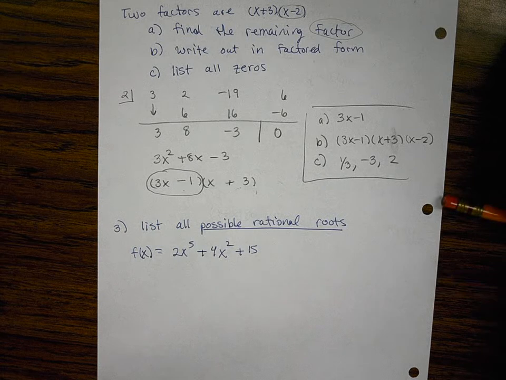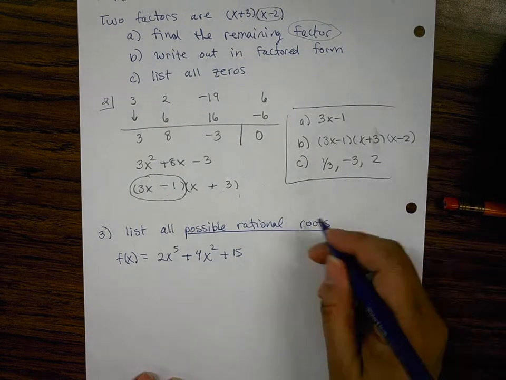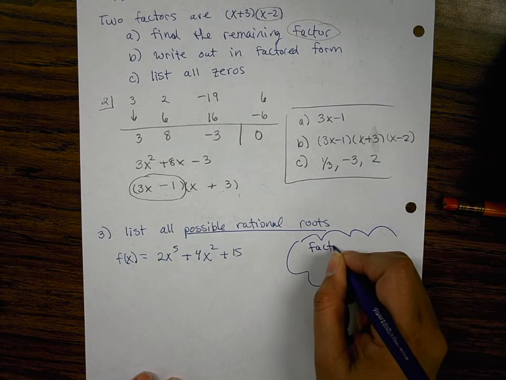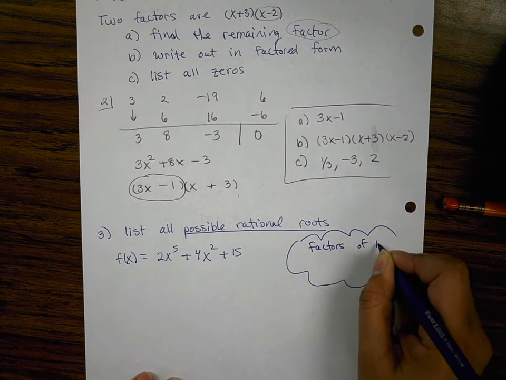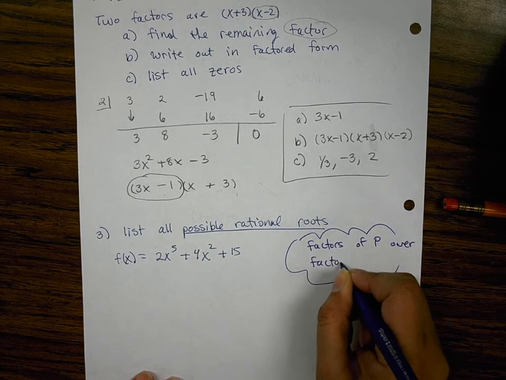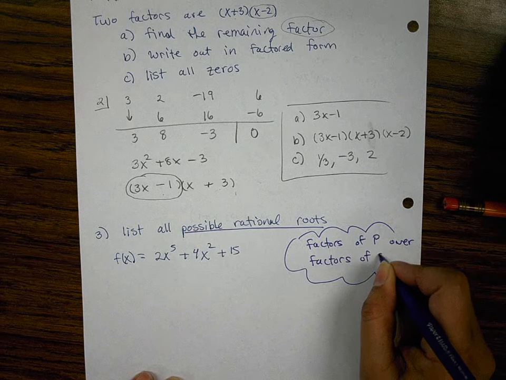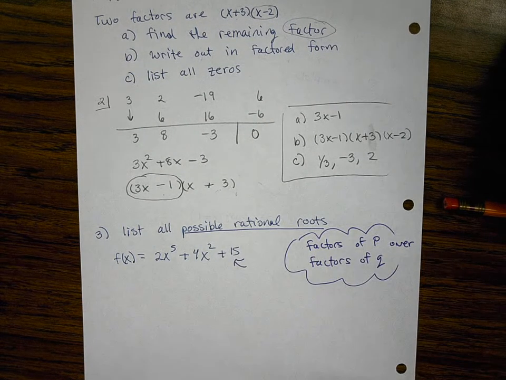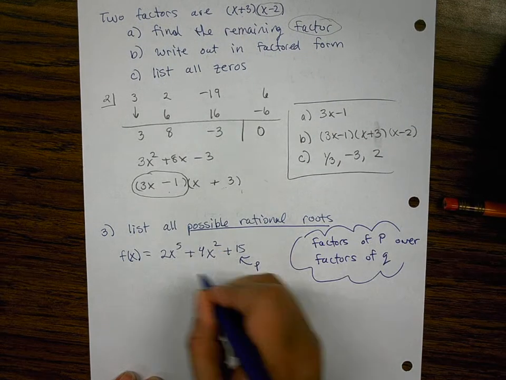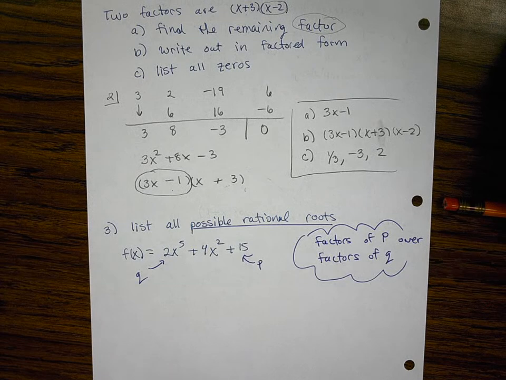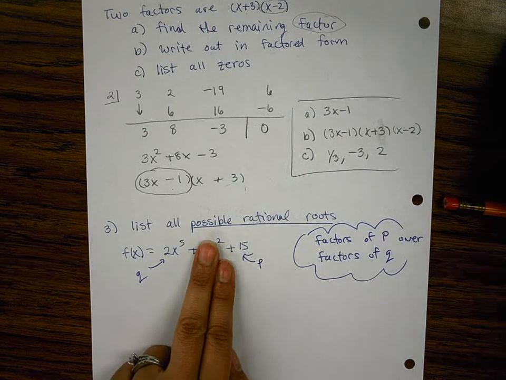It's always going to be factors of p over factors of q. P always being your last number when it's in standard form, and q always being your leading coefficient. Again, it should be written in standard form. The middle numbers do not matter, just the 15 and the 2.